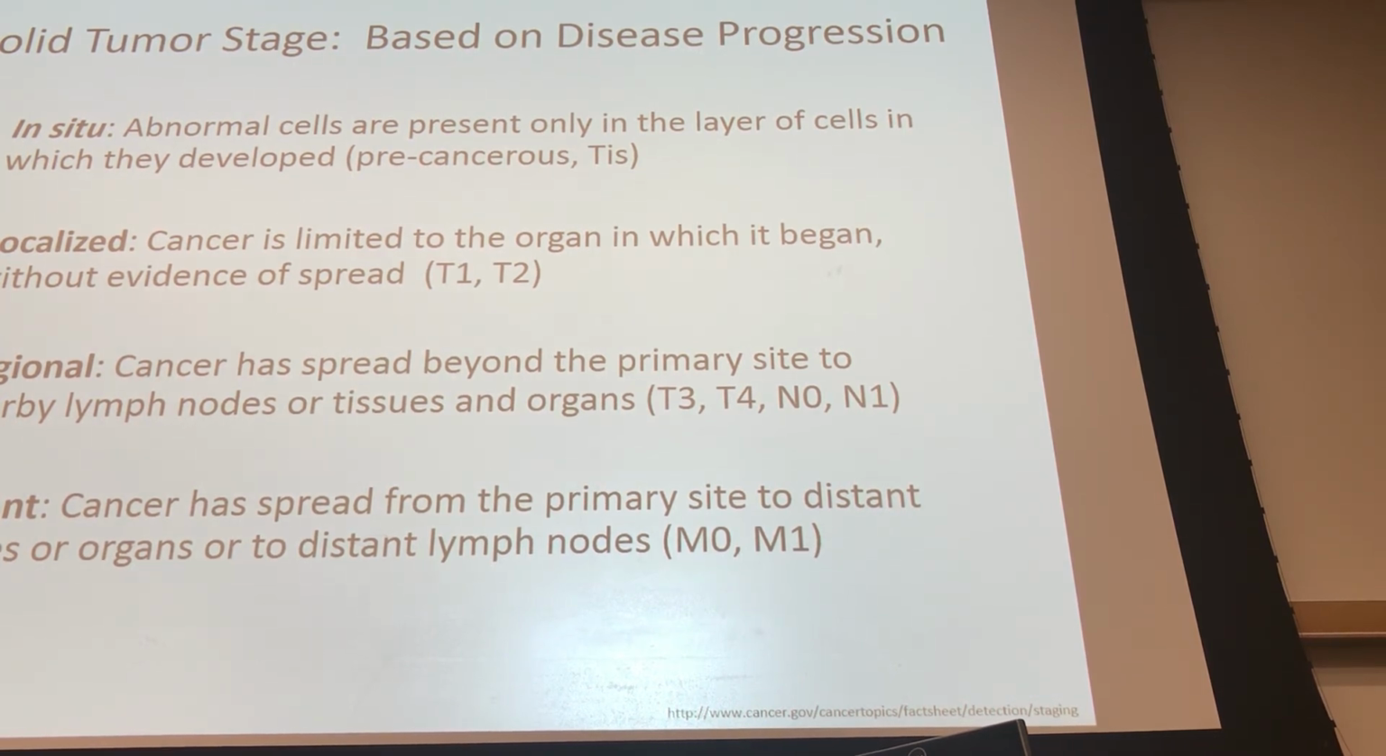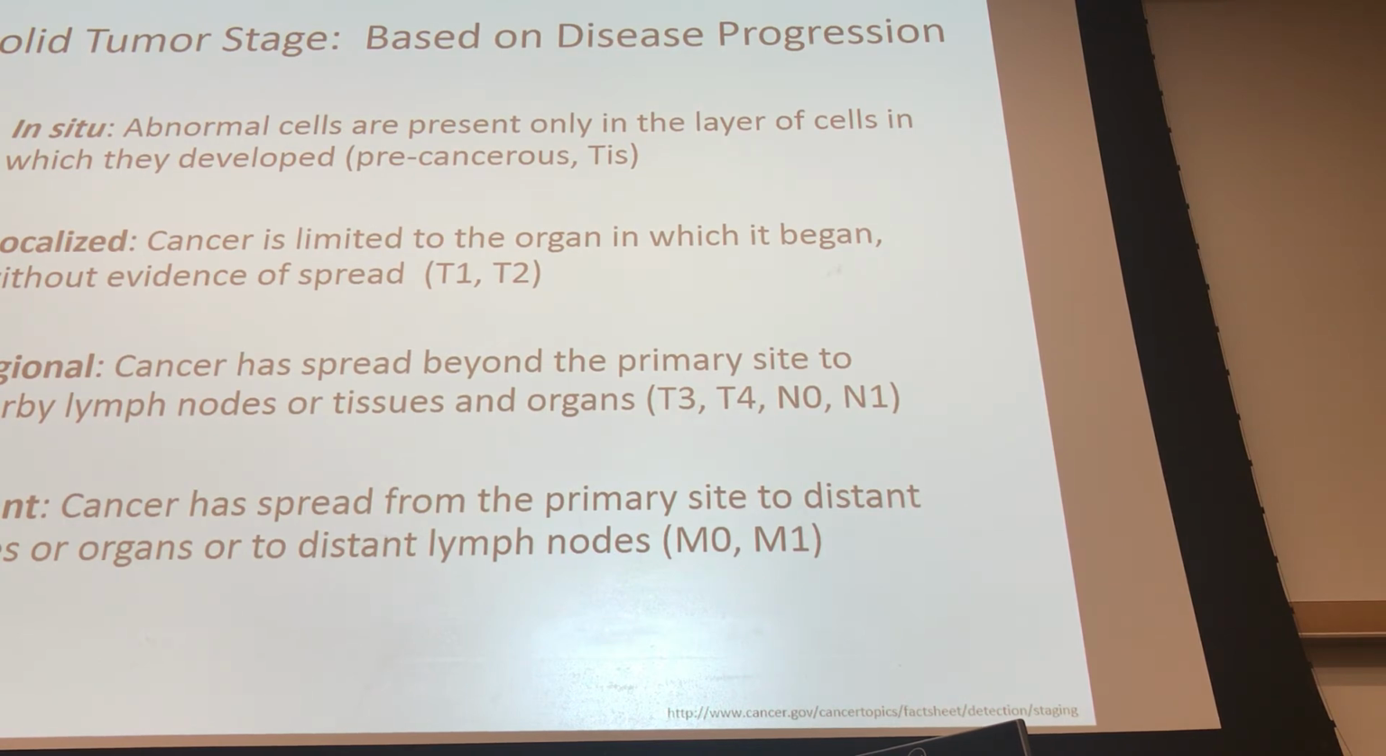Regional is gonna either get a staging of T3 or T4, or it'll get an N stage. So this means that the cancer has spread beyond that primary site where it started, and it's gone to, say, lymph nodes, which are regional, which are nearby. Okay, so the N is for the lymph nodes.